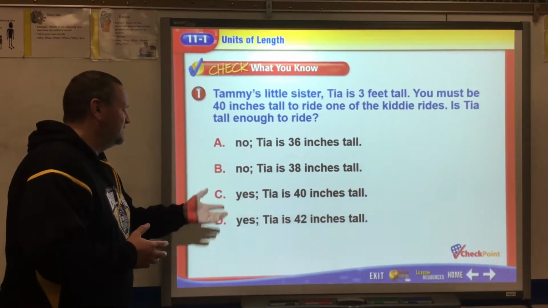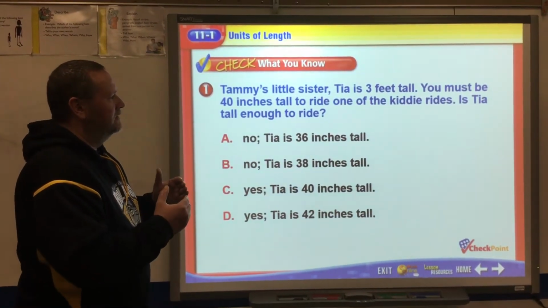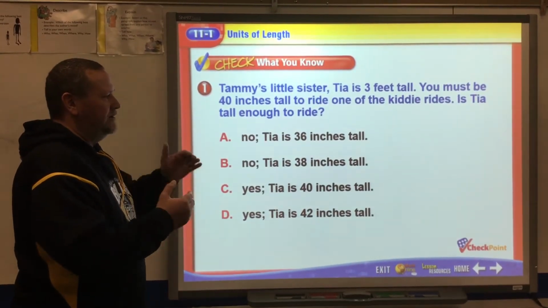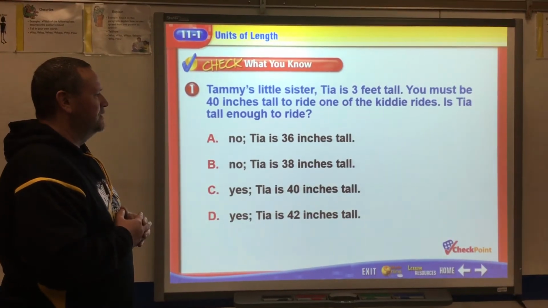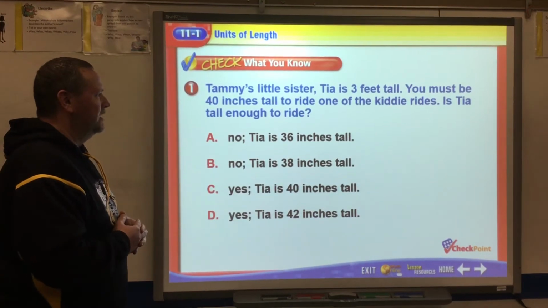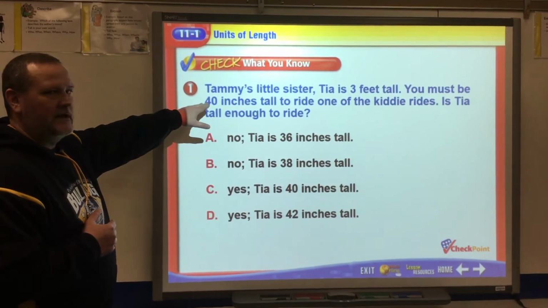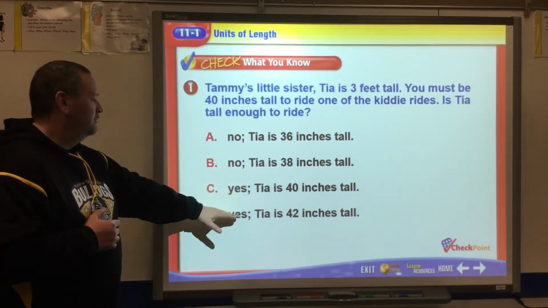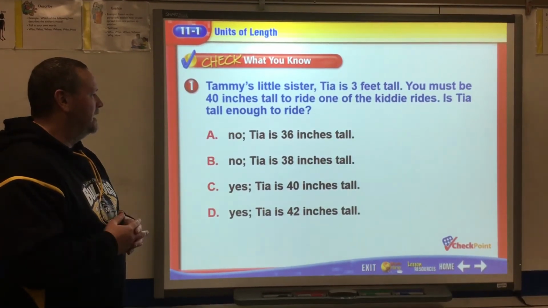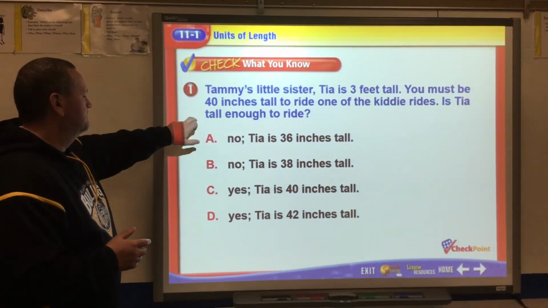We have several options here. First thing you have to do is convert her measurement, which is in feet, to inches. So you're going to a smaller type of measurement, and you have to multiply. Multiply by 12, because there's 12 inches in a foot. 3 times 12 is 36. She must be 40 inches. So the first part you can rule out, C and D you can rule out because she's not going to be tall enough. And the reason would be no, because Tia is 36 inches tall.